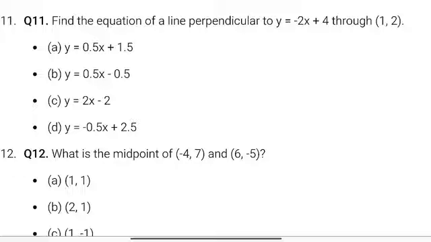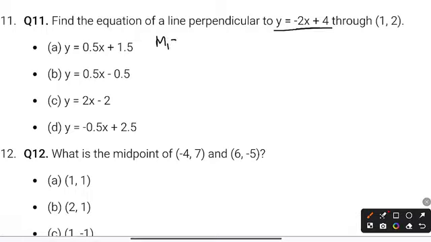We are still under coordinate geometry, number 11 question. Find the equation of a line perpendicular to y equals minus 2x plus 4 through the point (1, 2). Recall that if we take this to be our first equation, then m1, the gradient, is the coefficient of x, which is minus 2. So m is minus 2 here.